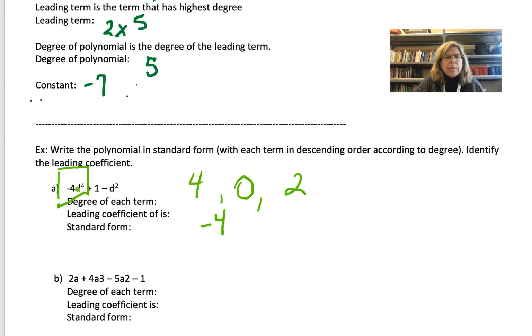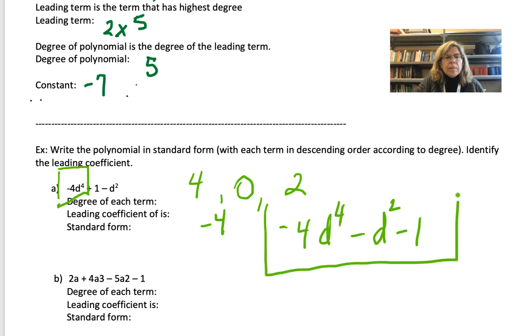So we know that 4d to the fourth is the first term in the polynomial. And then the next degree is squared, d squared. So the next term would be minus d squared. And then the last term is minus 1. So this is your answer: minus 4d to the fourth minus d squared minus 1. And that's in standard form because it goes from the highest exponent to the lowest.